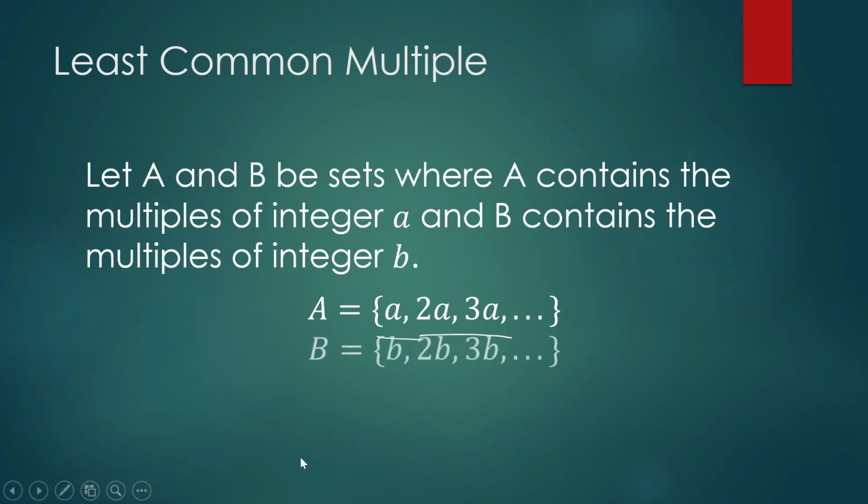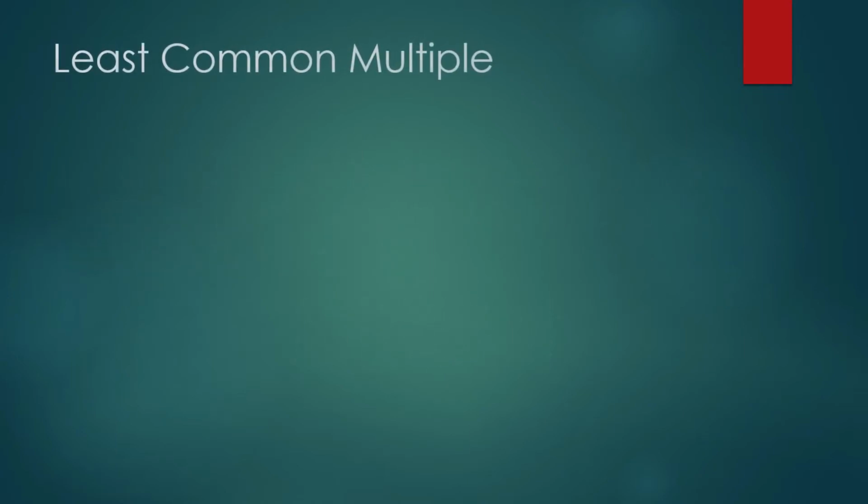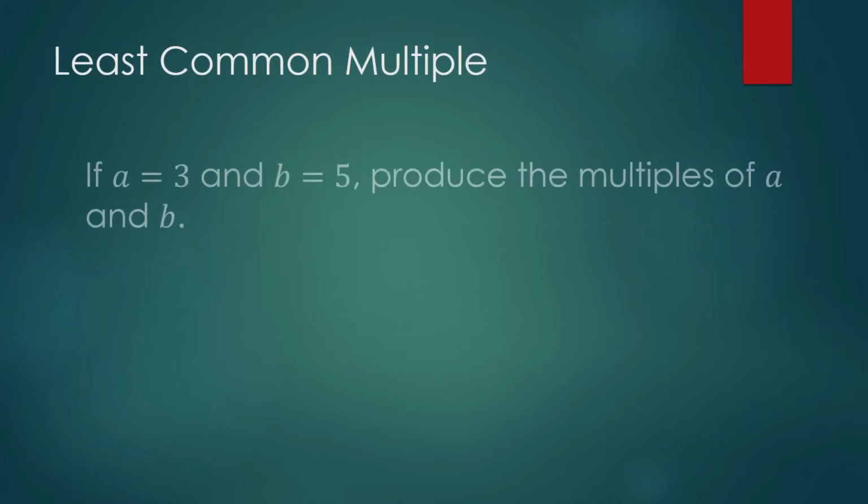With B, it is going to be equal to this. B is equal to the set that contains B, 2 times B, 3 times B. So set A contains the multiples of A, and set B contains the multiples of integer B. If A is equal to 3 and B is equal to 5, let us produce the multiples of A and B.